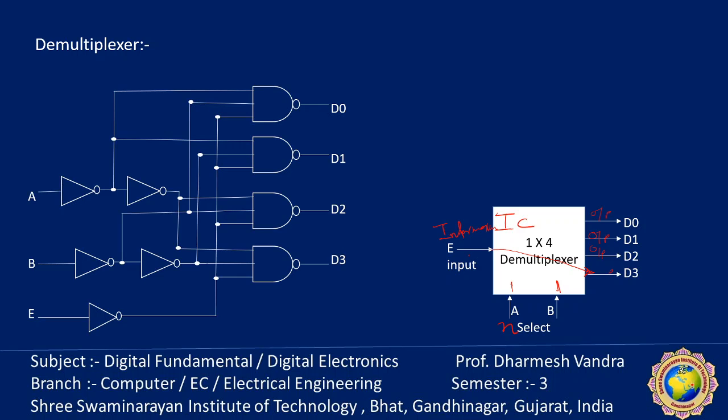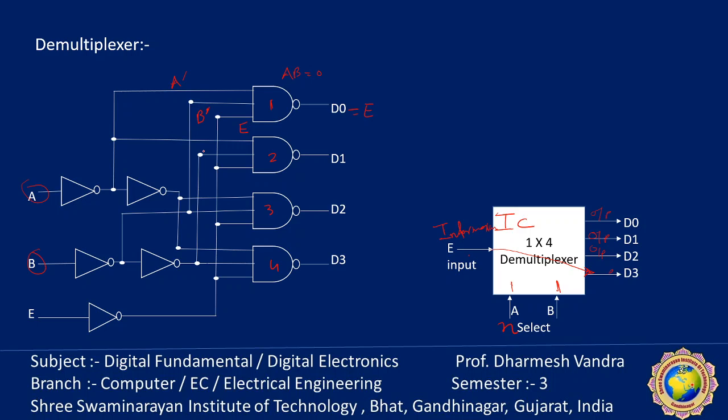Let's see first the circuit diagram. Here, these are the selection lines. Obviously, if I want to select gate number 1, the value of AB required is A dash and B dash, and E. So the meaning is that if AB equal to 0 0, then D0 equal to E.